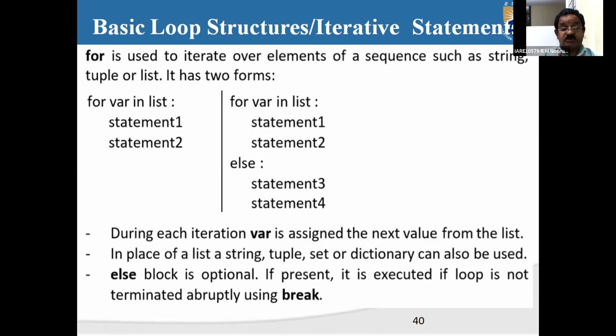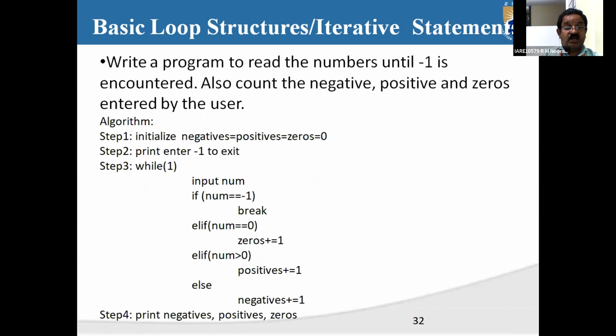The else block is optional. If you want to make use of it, you can; if you don't want it, you can omit it. Even in the case of a while loop, there is an else block. When the while loop is executed and the condition is true, the block of statements is executed. So I see here that in the case of while also, you have made use of an else block.